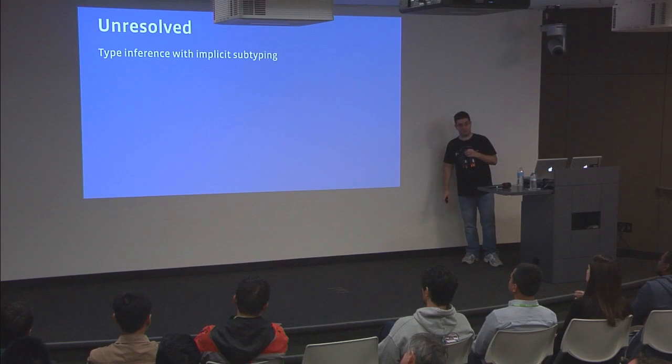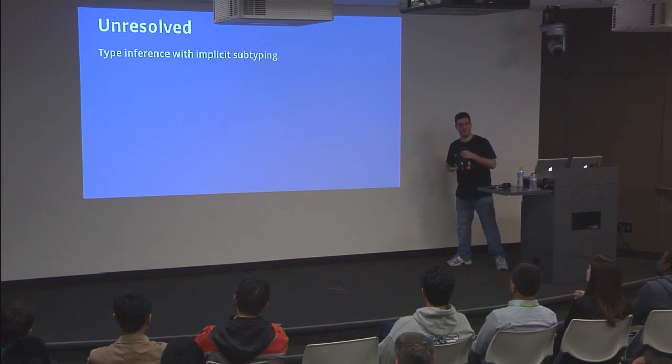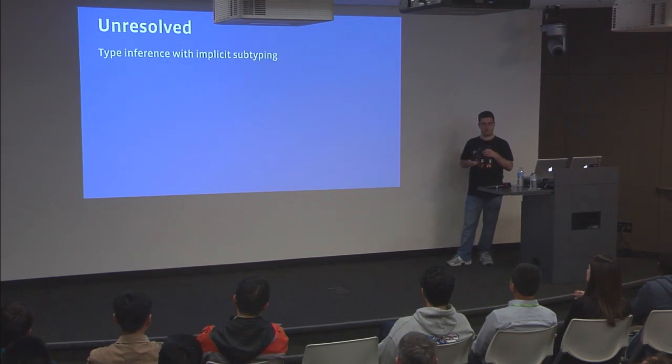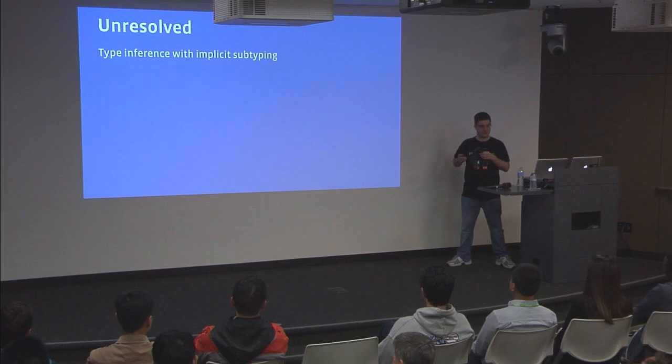And unresolved types is one of the ways that it gets hairier. Unresolved is how we deal with type inference with implicit subtyping. For those of you that are really familiar with the details of type systems, you might know that general global type inference, when you have implicit subtyping, is undecidable. And so unresolved types is how we designed the Hack type system to not run into that undecidability.